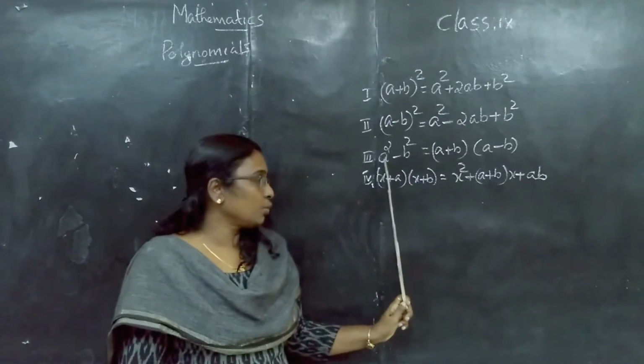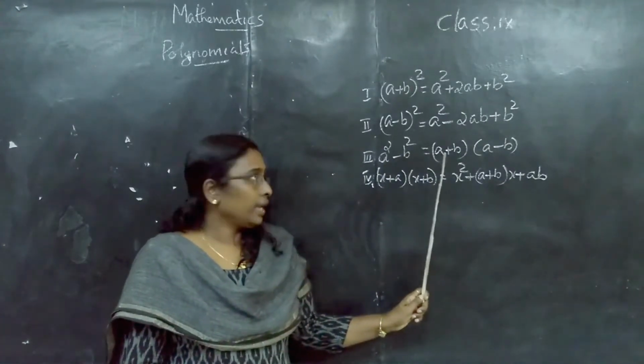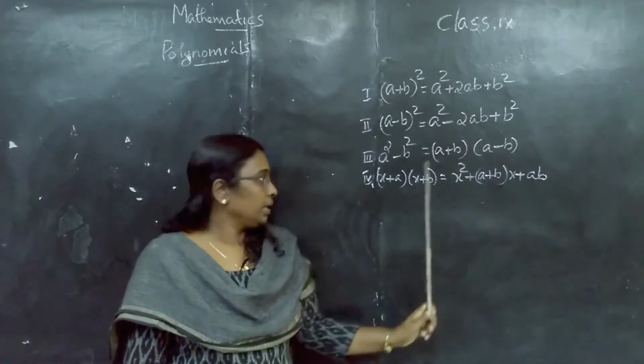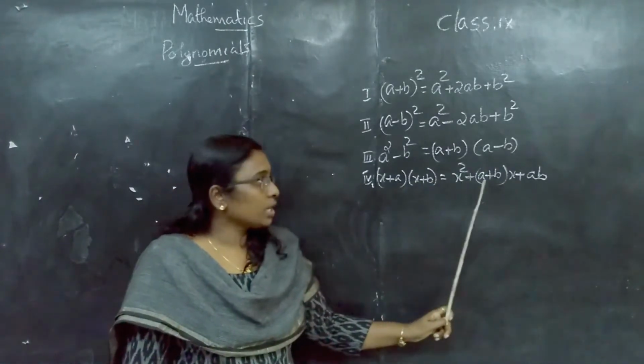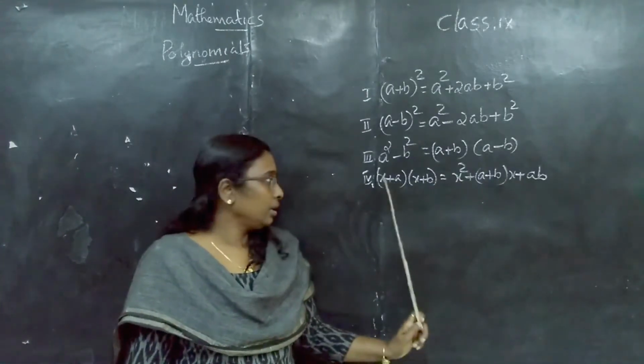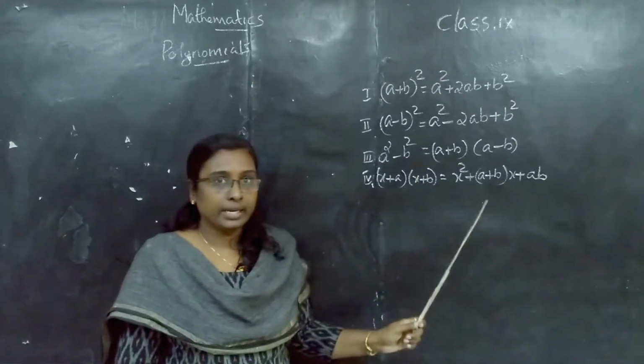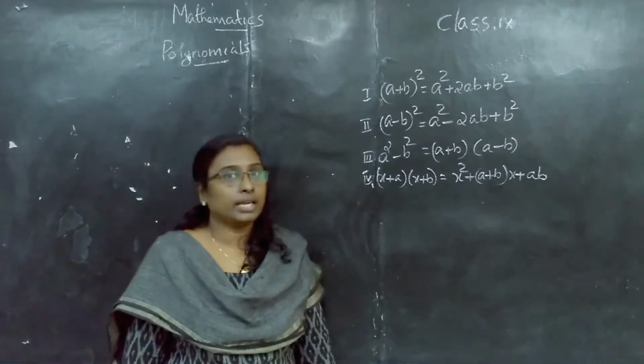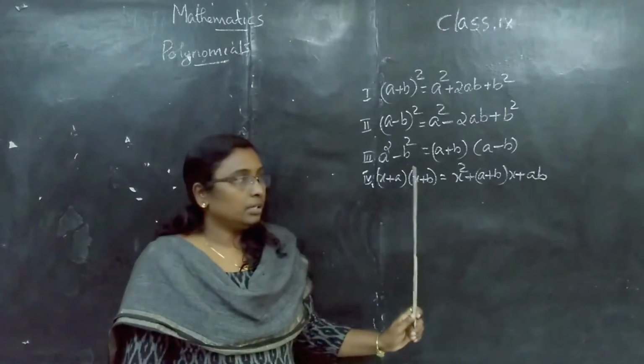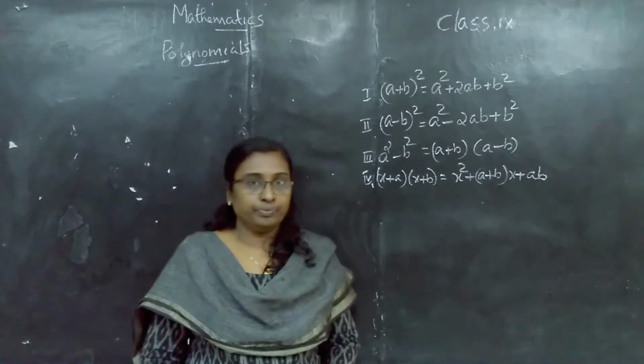What are the factors of a square minus b square? (a plus b), (a minus b). What are the factors of x square plus (a plus b) into x plus ab? (x plus a) and (x plus b). So, we use these identities to factorize algebraic expressions. We have to learn two or more identities. Listen here.